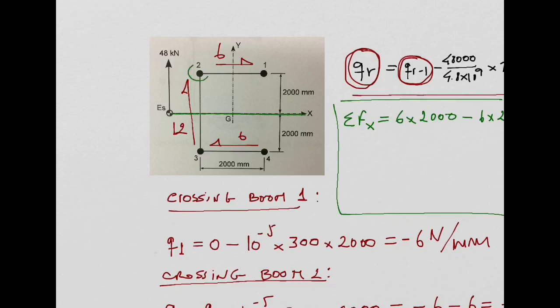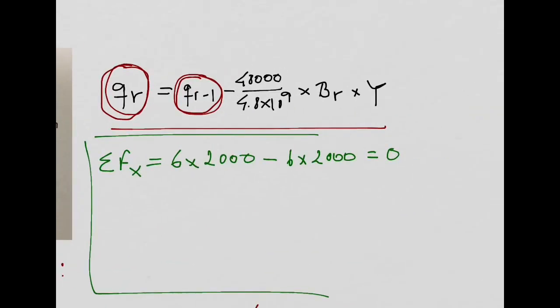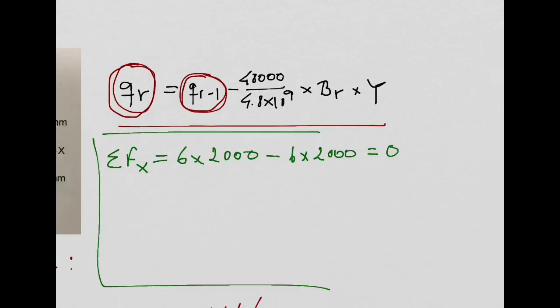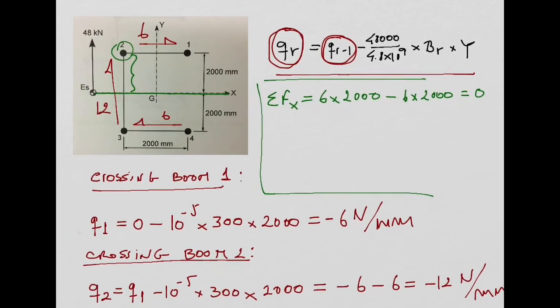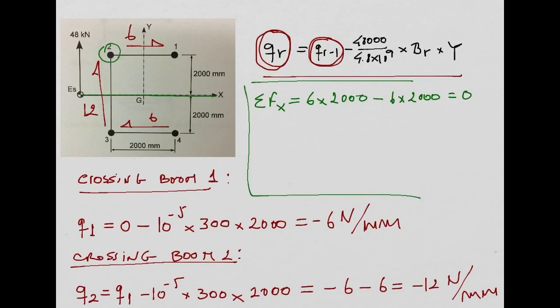You want the distance of this boom to the neutral axis. So you want the distance in the y direction. Don't forget here, you have the distance in the y direction, okay? It is the y component of the distance.